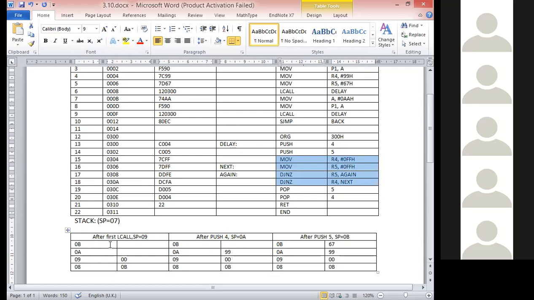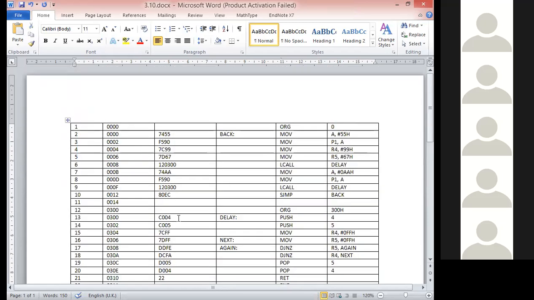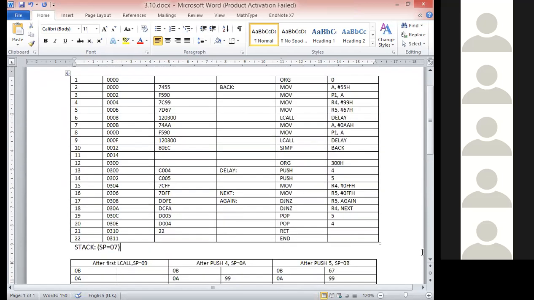So you will see the scenario of the first two columns. After that, you execute RET. If you remember, return is like two POP instructions. So this address will be popped out and your PC will get back to this address, that is 000B. And again, your stack pointer will become 07. Okay, the floor is open for questions. This is your example 3.10.